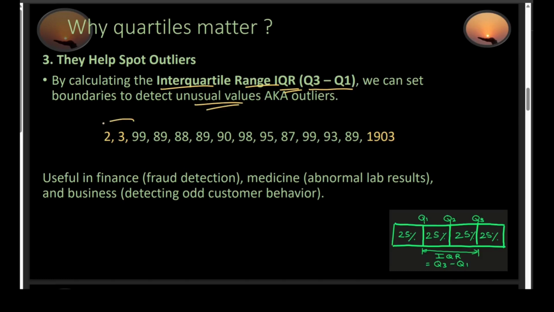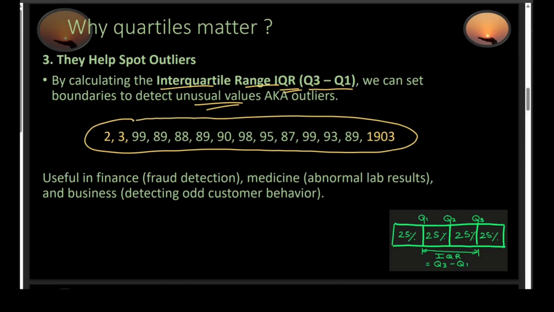Let's look at this example right here. Somewhere over here is an outlier. You can tell just by looking at this that most of my values are 99, 89, 88, 89. You see that? And then all of a sudden you see the values 1903, 2, and 3. These are my outlier values. So your quartiles help you identify your outlier values.